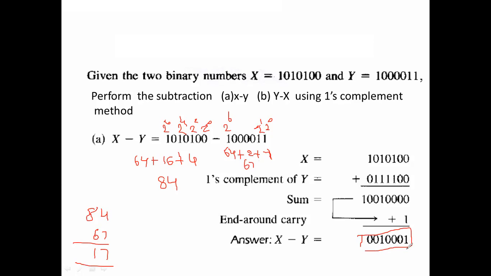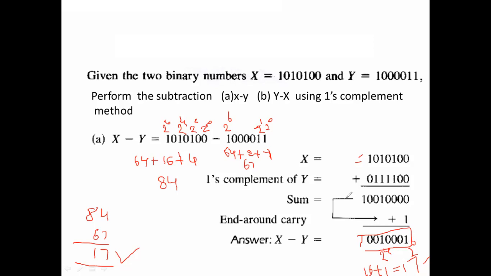Calculate the decimal number. 1 into 2 power 0, plus 0 into 2 power 1, plus 0 into 2 square, plus 0 into 2 cube, plus 1 into 2 power 4. 1 into 2 power 4 means 16, plus 1 into 2 power 0 is 1. 16 plus 1 is equal to 17. Are you getting the same result? Do you see it is justified? If you do this binary addition, if the carry occurs, that carry is added at the least significant bit, then we are getting the correct result.